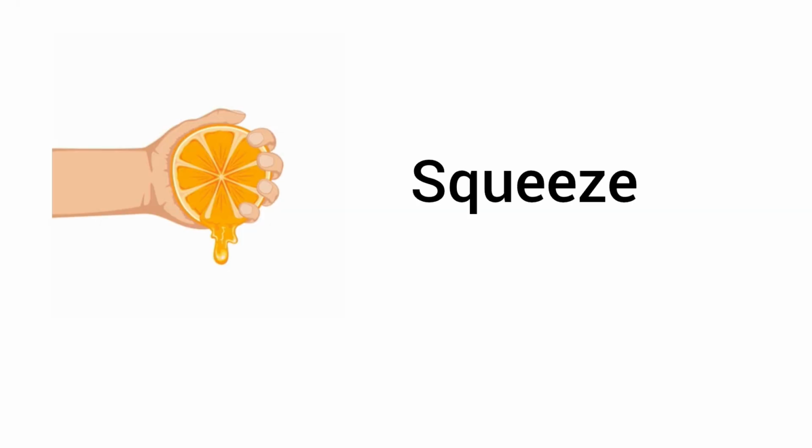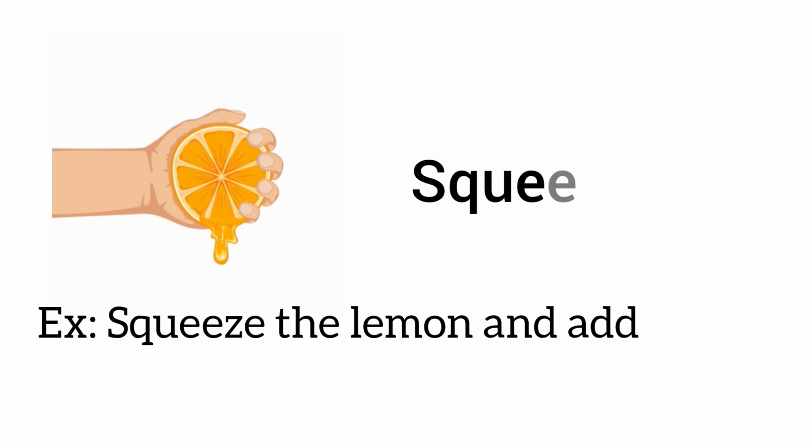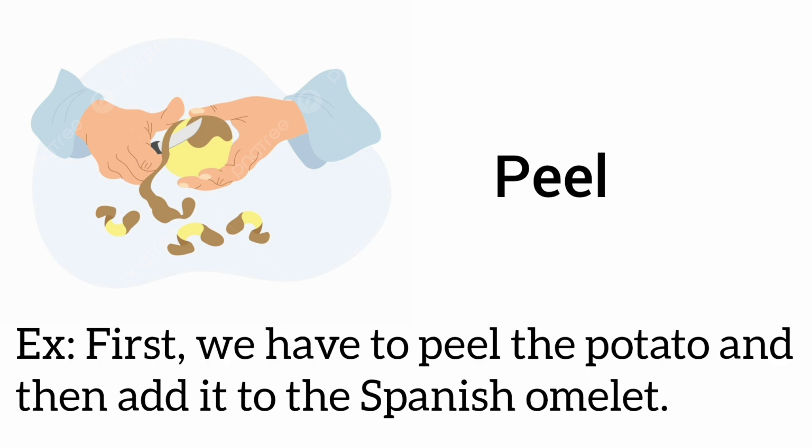Squeeze. Squeeze the lemon and add it to the chicken. Peel. First, we have to peel the potato and then add it to the Spanish omelette.